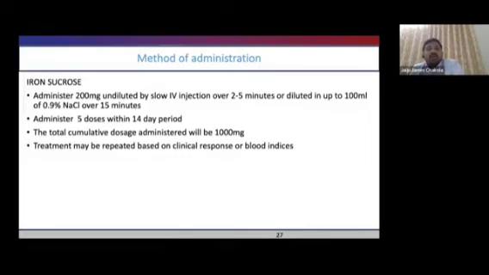Method of administration. The mainly used molecules right now are iron sucrose and ferric carboxymaltose. I'll be talking only about the iron sucrose administration as well as the ferric carboxymaltose. Iron sucrose is regularly used in almost all the dialysis units. Administer 200 milligram undiluted by slow IV injection over 2 to 5 minutes, or diluted in up to 100 ml of 0.9% NaCl over 15 minutes. 5 doses within a 14-day period are required, and the cumulative dosage administered will be 1000 milligram, and treatment may be repeated based on the clinical response or the blood indices, iron levels, ferritin, and the TSAT levels.